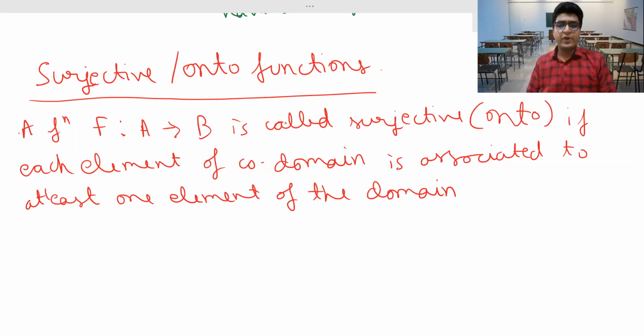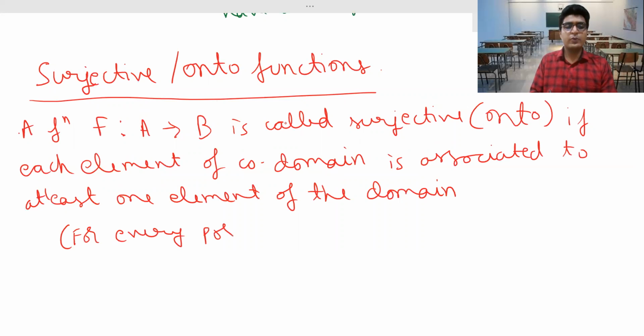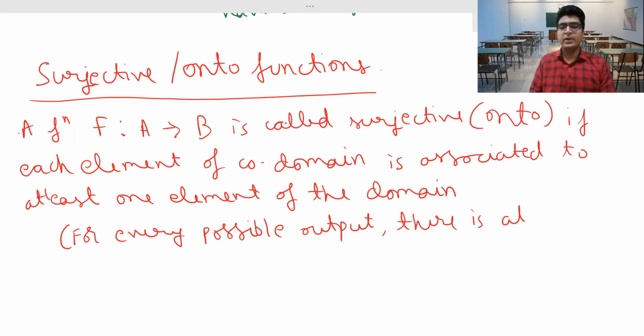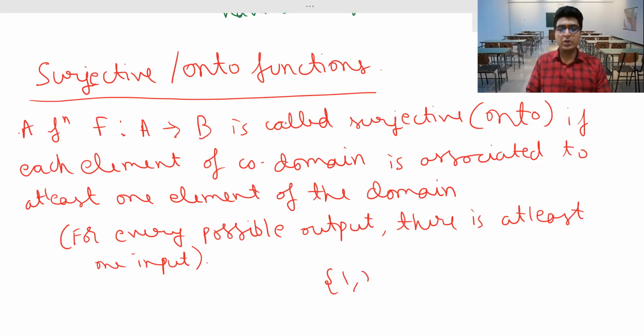So if you remember, for an injective function it was at most, and for a surjective function it is at least. Okay, so basically a one-liner can be that for every possible output, that means for every element of codomain, there is at least one input. So here at most one means that it can be 0 or 1, because we are talking about a number, it cannot be negative. And here it can be 1, 2, 3 or anything more than that.